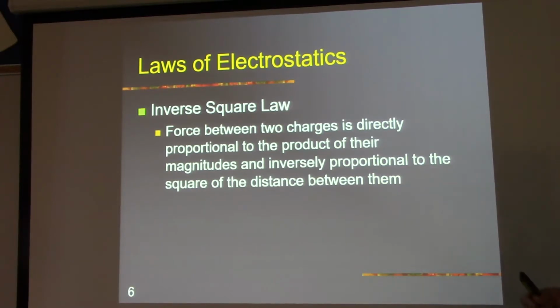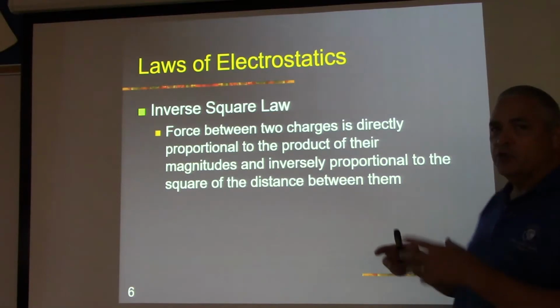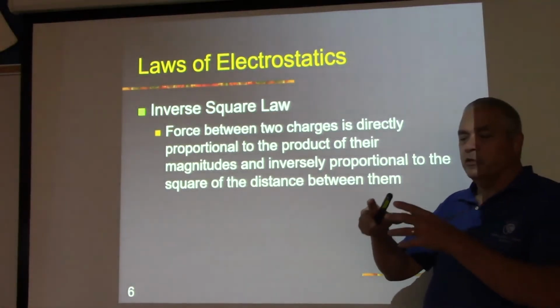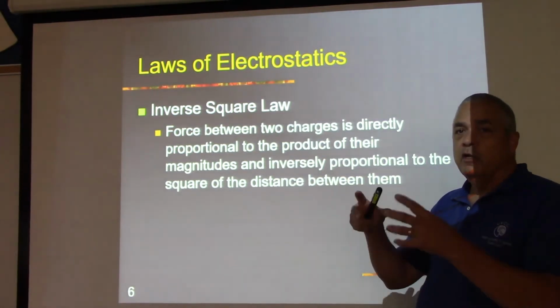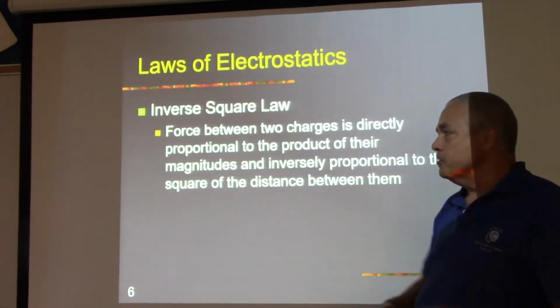Now, likewise, if a positive and a negative charge are in proximity, then the closer they get to each other, the more they're going to be attracted. So when these charges are really, really close together, then the force of attraction becomes irresistible. They're going to want to get together.